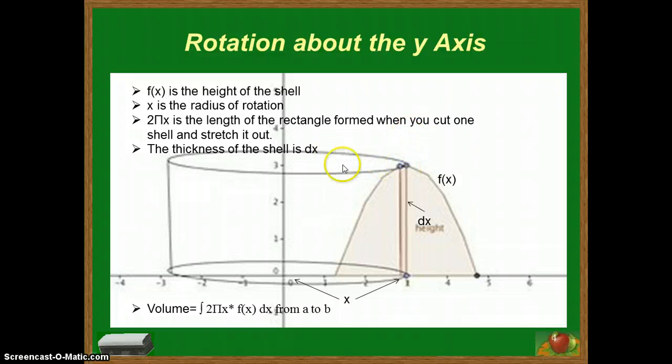So imagine, if you will, many shells, and we're just going to add up the volume of each cylindrical shell. 2 pi x would be the length of our rectangle, f of x would be the height of the rectangle, and dx would be the thickness. Put them together to form one little cylindrical shell. And we're going to do that from a to b on the x-axis. Notice, when we go around the y-axis, everything is in terms of x. When we go around the x-axis, we'll see that everything has to be in terms of y.